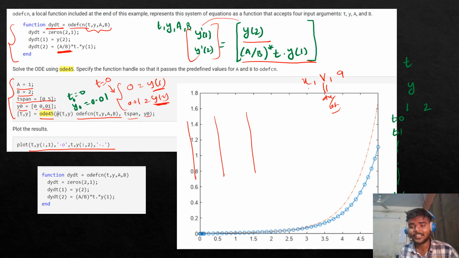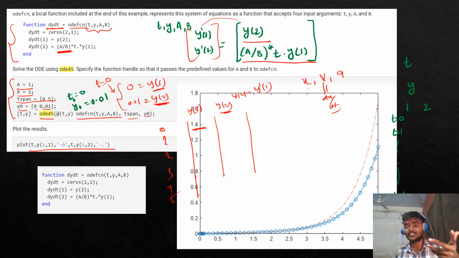Here there is a default spacing of 1, so it will be choosing 0, 1, 2, 3, 4, 5. And then two columns will be there, one corresponding to y1 and one corresponding to y2, where y2 is y1 dash. This particular function will be calculating the function, and then it will be finding the values involving the particular t and all, so we will be getting them.